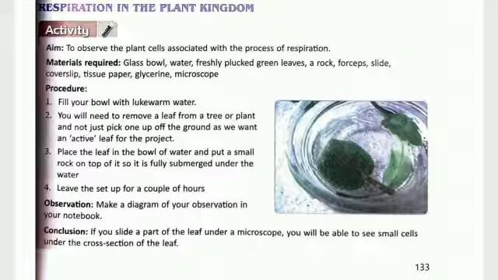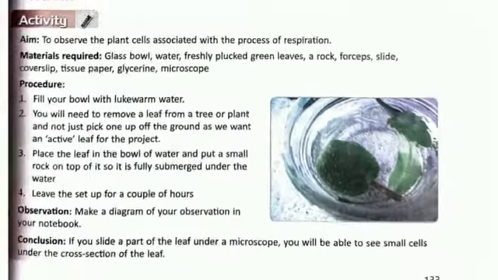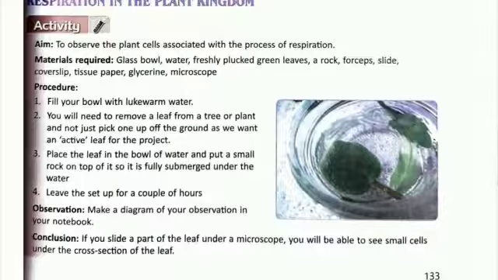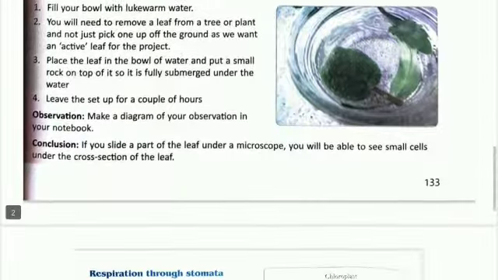Observation. Make a diagram of your observation in your notebook. It will look like this figure. Conclusion. If you slide a part of a leaf under a microscope, you will be able to see small cells under the cross section of the leaf. We have to see small cells.